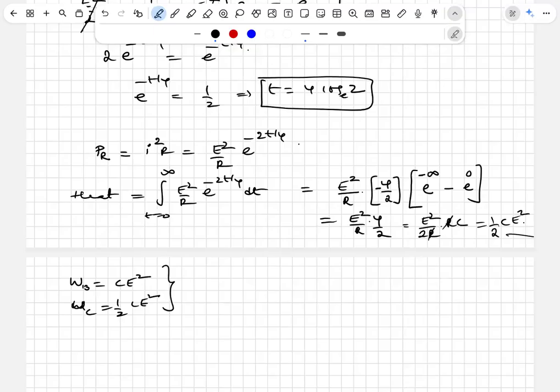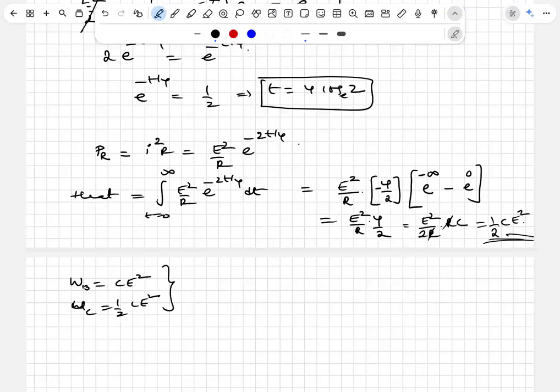But half C E square is stored in the capacitor only, no? The battery did C E square work, out of which half C E square is stored in the capacitor in the form of energy. The rest of C E square is lost in the form of heat. That's what is shown. Any doubts? Again, last time. Any doubts till this point?